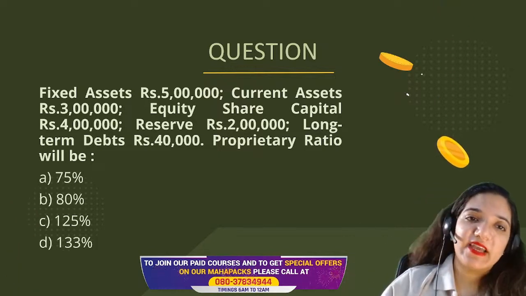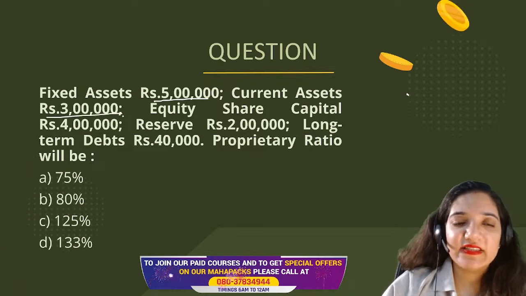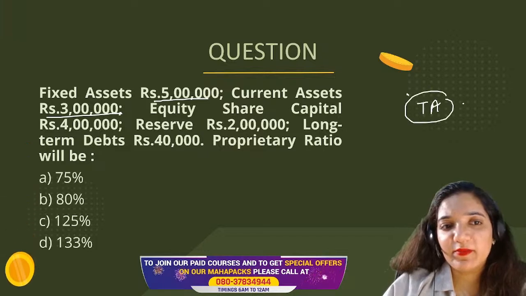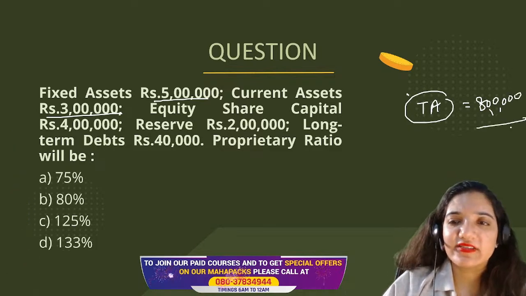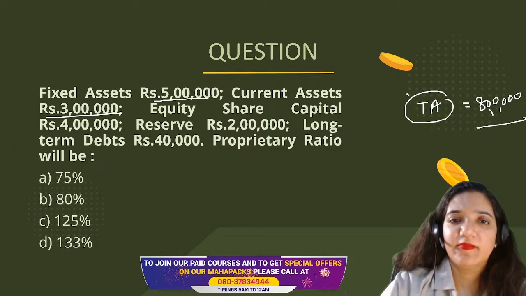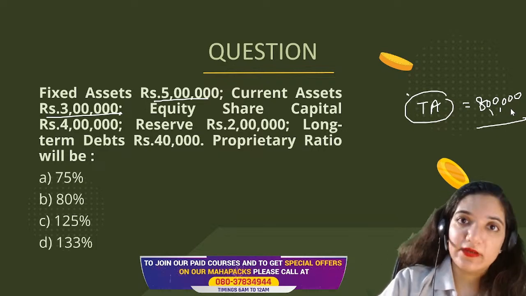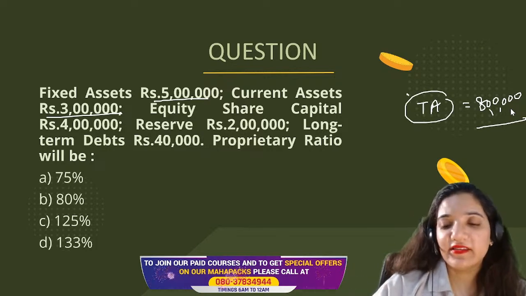So the total assets can be 5 lakh is fixed assets, 3 lakh is current assets. So can I say the total assets can be 8 lakhs? And what is the portion of shares there? If I look at the share of the shareholder, what is the part? Share here means the part that he has in the total capital there.